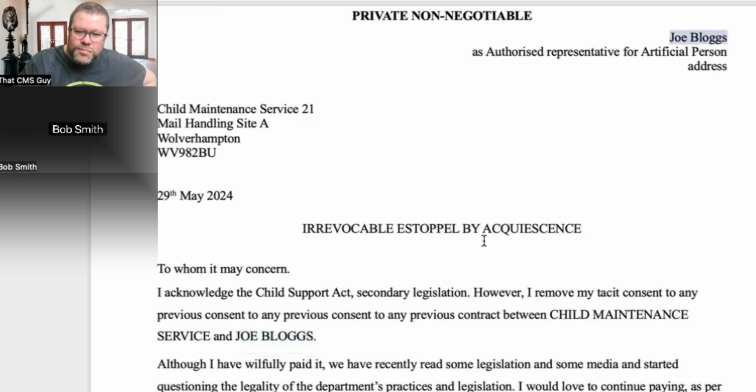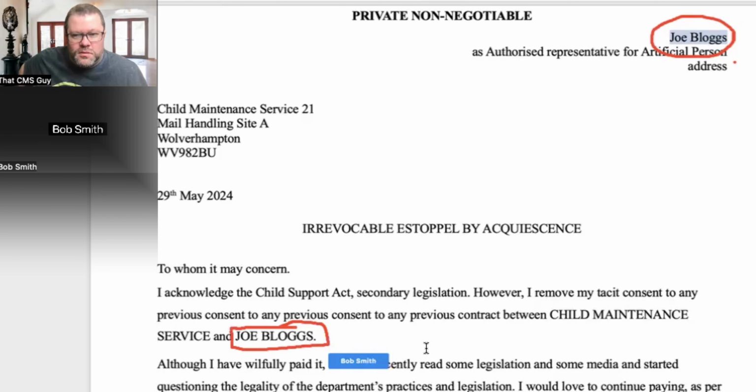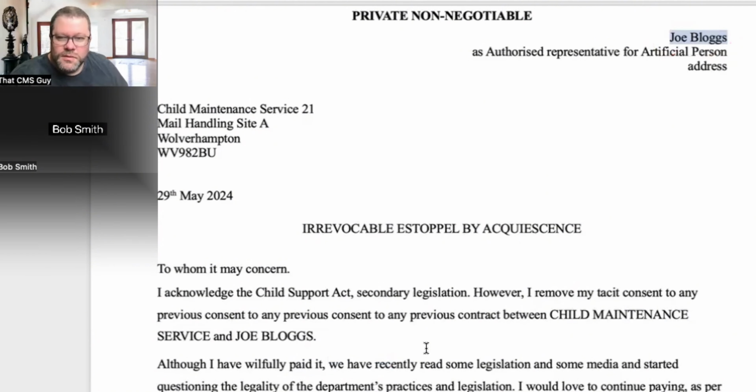But most people, when they see their all caps name, just automatically assume that it's them as a person. And they go along with the pantomime that they are the legal fiction, which they're not. So Joe Blogs at the top there, that's written in capital letters, and then that's the real live individual. So that name there is a person, a physical human being. This person here is a legal fiction. They're completely different. People don't get it, but that's the truth.